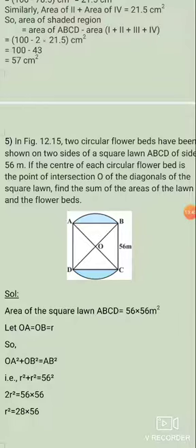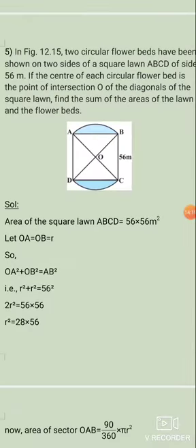Now area of the square lawn ABCD is equal to what? 56 into 56. You can find out the answer, otherwise keep it in that way. Let OA is equal to OB is equal to what? R. Now OA square plus OB square is equal to what? 56 square, AB square. Okay, so 2R square is equal to 56 into 56. So R square is equal to 28 into 56. Now R square is what? 28 into 56. No need of finding R. Keep it in this way itself. Now the problem is done.